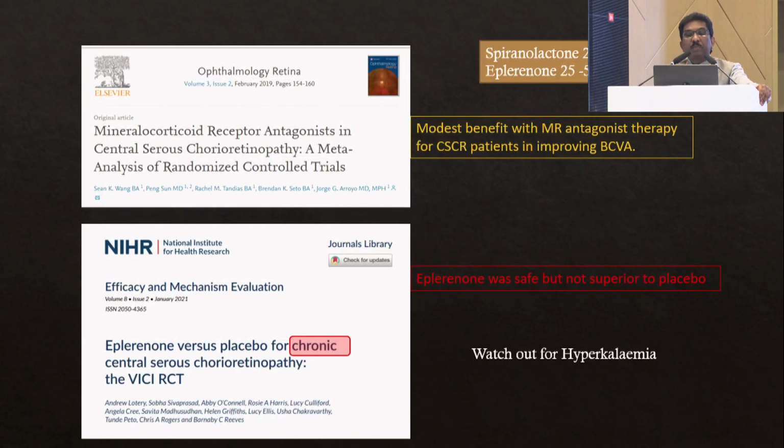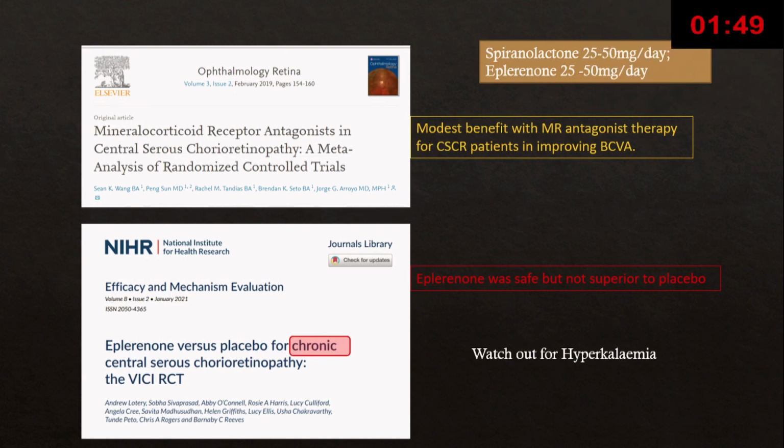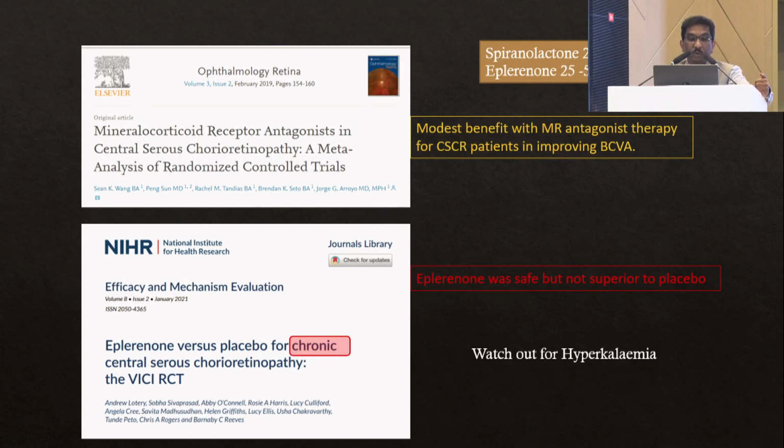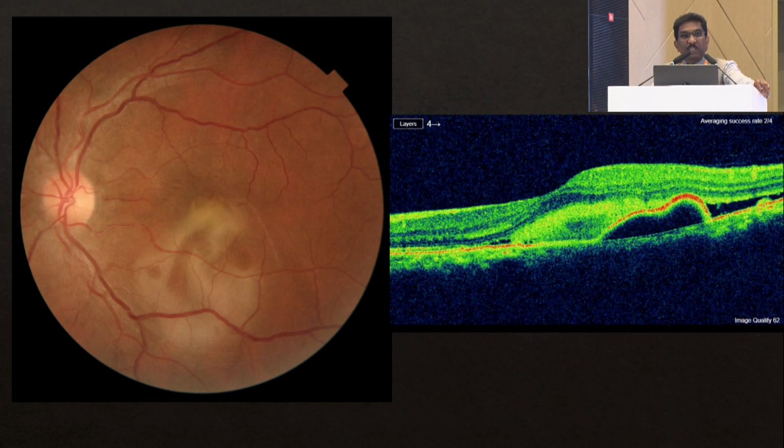As far as the medical treatment is concerned, the two drugs that are commonly used are spironolactone and eplerenone. However, they have very modest efficacy as far as improving the BCVA is concerned. And in the second study, which was done in chronic CSR patients, it was not found superior to placebo. However, whenever you are using these drugs, especially eplerenone, you should look out for hyperkalemia. So get serum electrolytes tested in these patients. However, my experience has been good.